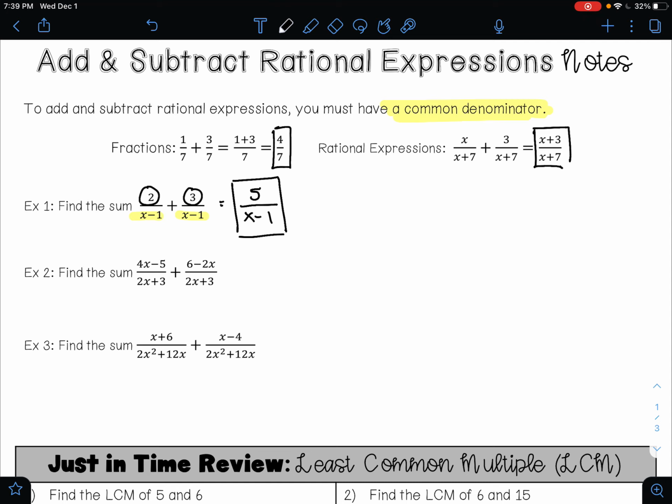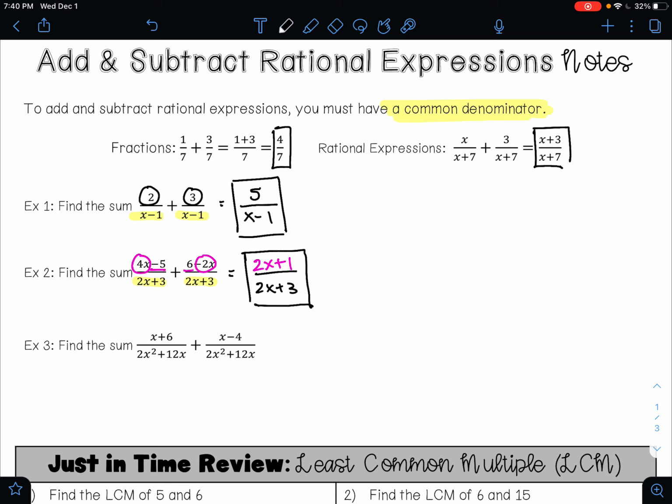On example 2, again, I have a common denominator. My common denominator is 2x plus 3. Once you have a common denominator, you can go ahead and add your numerators. In my numerator, I am going to combine like terms. 4x minus 2x is 2x, and negative 5 plus 6 is positive 1. There's nothing that I can factor to simplify this, so this is my answer. 2x plus 1 over 2x plus 3.